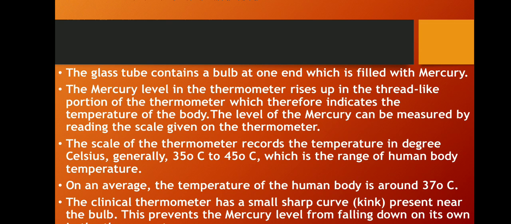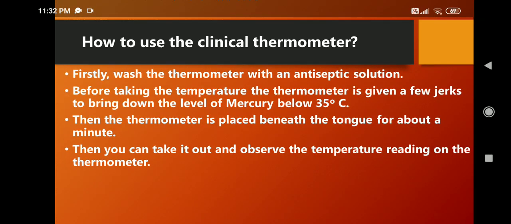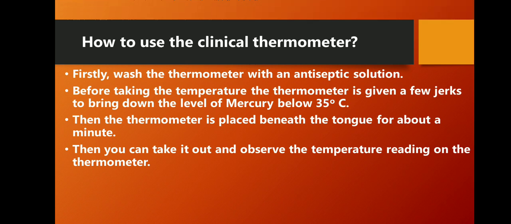Steps to follow to read the temperature. Jerk the thermometer. How to use? Right? Firstly, wash the thermometer with an antiseptic solution. Before taking the temperature, the thermometer is given a few jerks to bring down the level of mercury below the normal mark, 35 degrees Celsius.